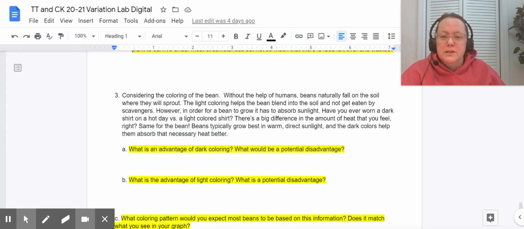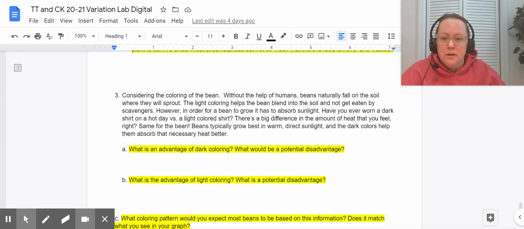Number 3, considering the coloring of the bean. Without the help of humans, beans naturally fall on the soil where they will sprout. The light coloring helps the bean blend into the soil and not get eaten by scavengers. However, in order for a bean to grow, it has to absorb sunlight. Have you ever worn a dark shirt on a hot day versus a light-colored shirt? There's a big difference in the amount of heat that you feel, right? Same for the bean. Beans typically grow best in warm, direct sunlight, and the dark colors help them absorb the necessary heat better.